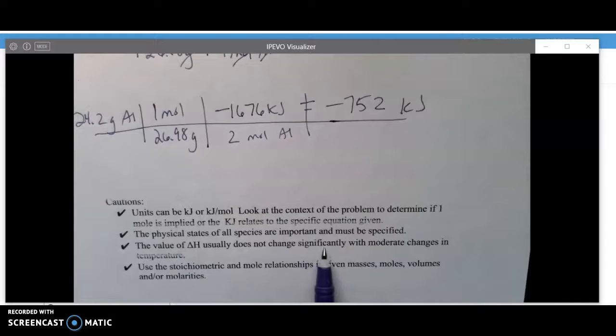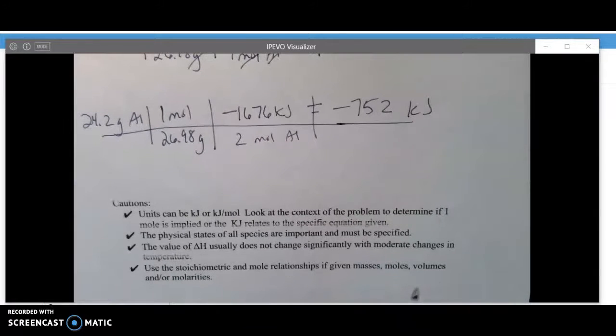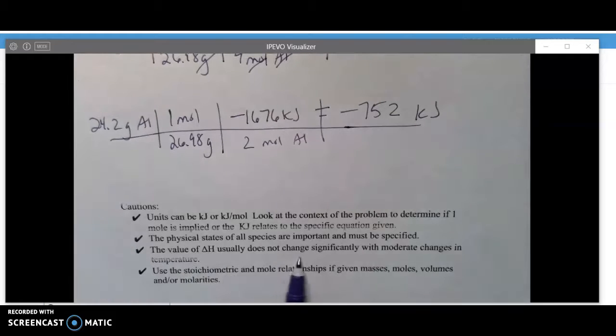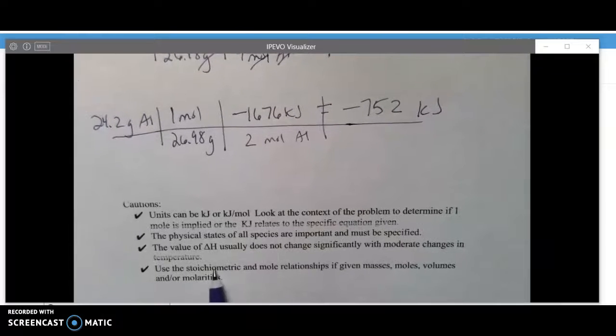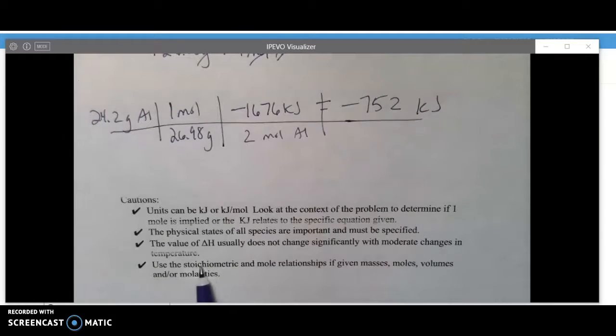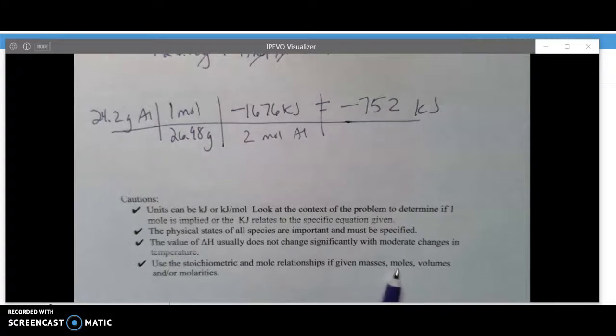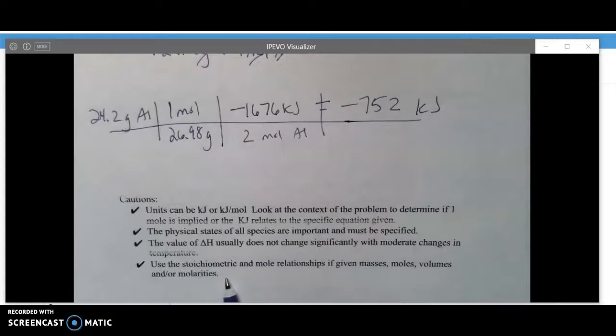The physical states of species are important, and they really should be specified. That's going to come up in the next section of this chapter, where phase notations are very important. And again, delta H is usually measured at 25 degrees, but it doesn't change significantly with moderate changes in temperature. So if we're working around room temperature values, they're going to be consistent. If you're doing an industrial process where it's high heat or very cold temperatures, then there may be a factor. And you're going to use your same stoichiometric and mole relationships if you're given masses, moles, volumes, and or molarity. So don't forget what you already know about converting units. It works the same here, just like we did up here with our molar mass of aluminum.